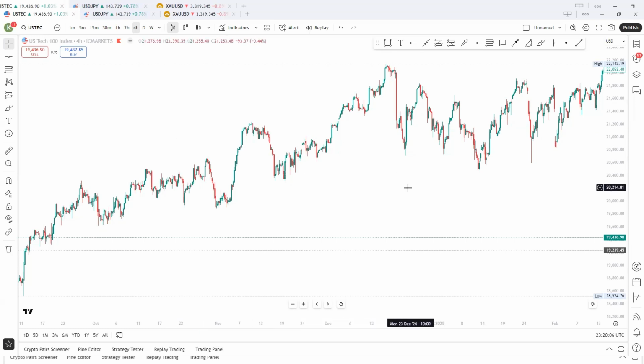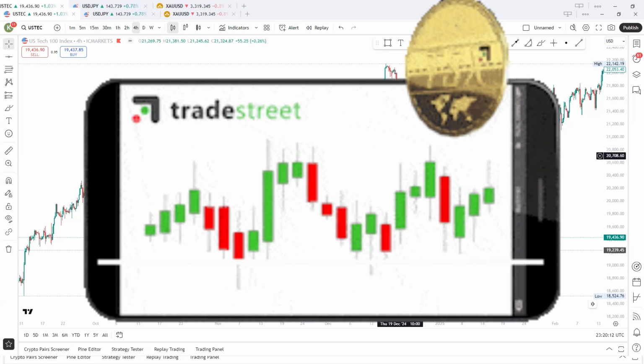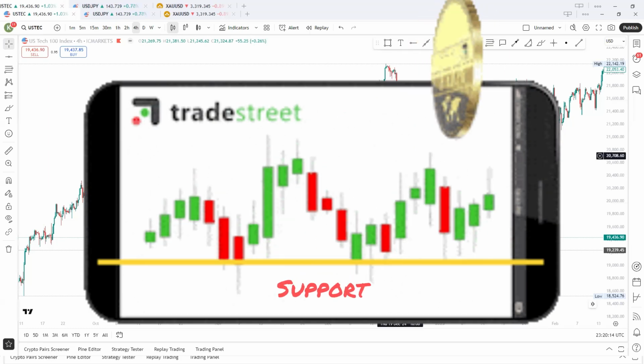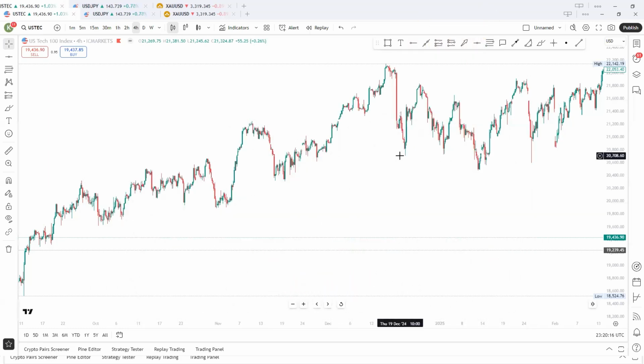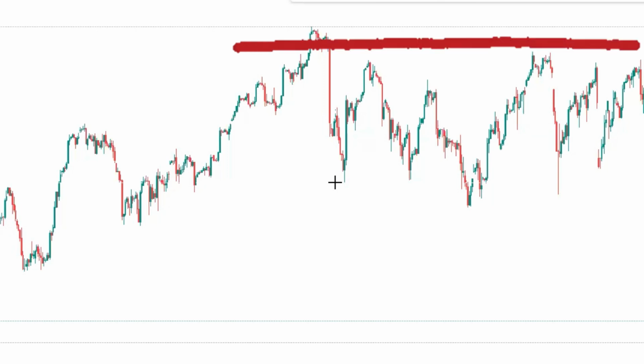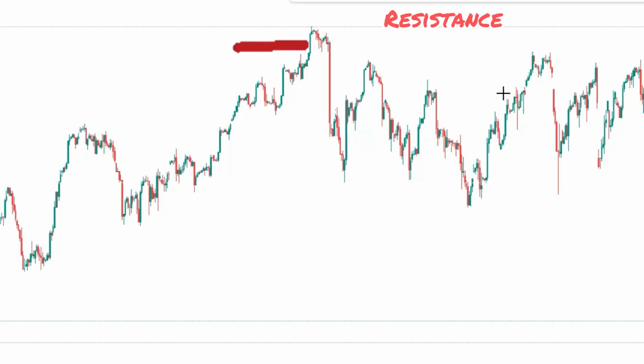Remember support and resistance. Support is if price is sitting on that area, that is support, right? If price is rejecting that area and we're dropping from there, then that's your resistance area.